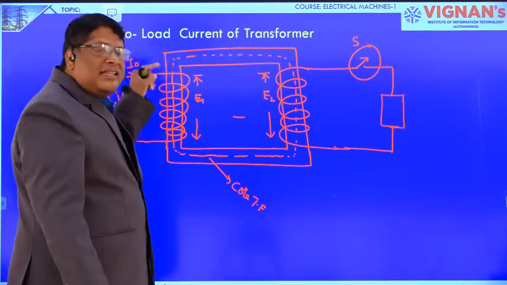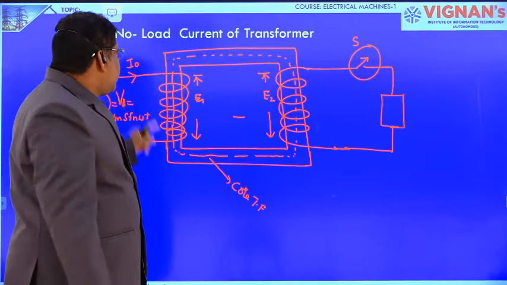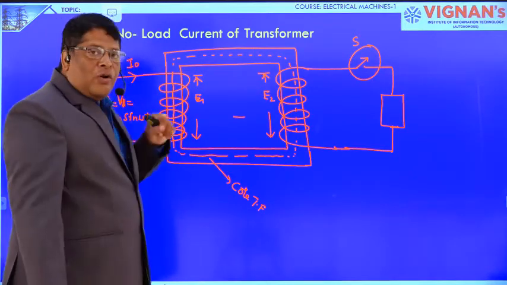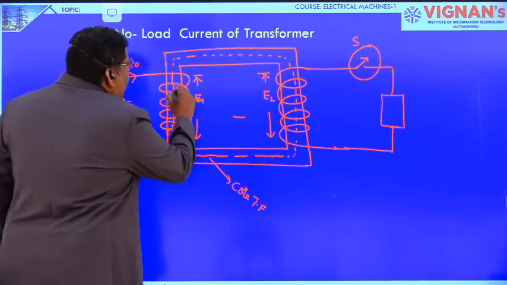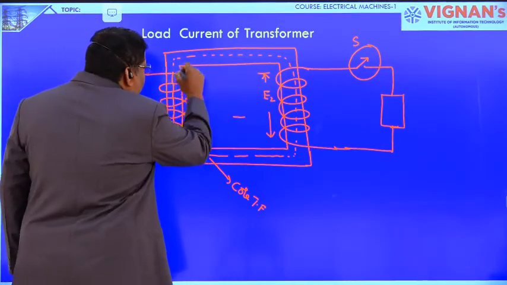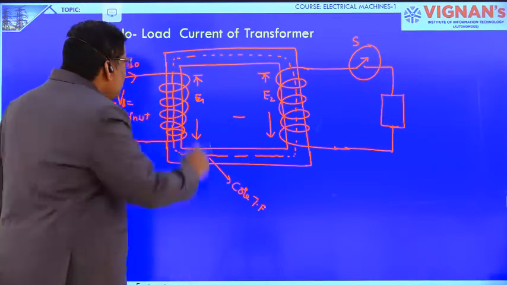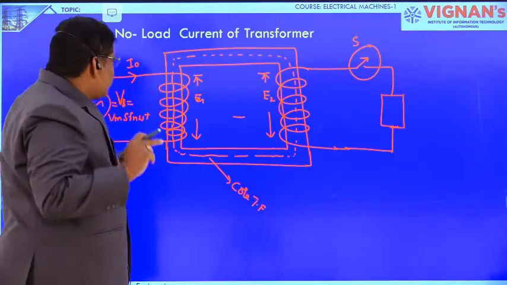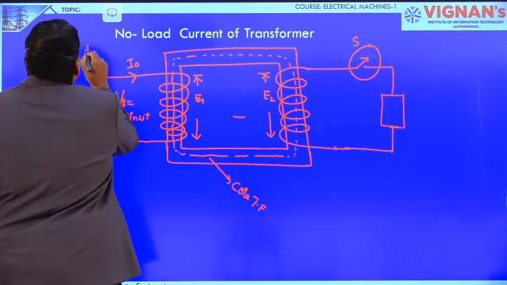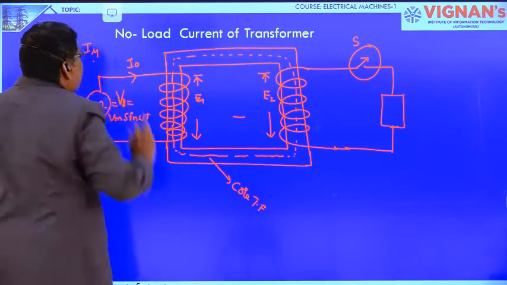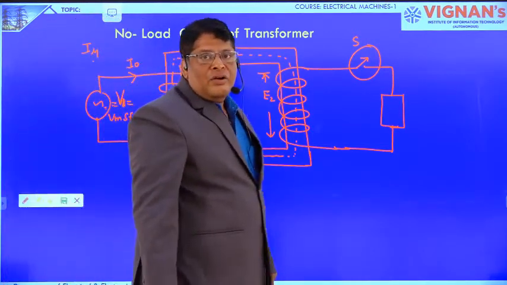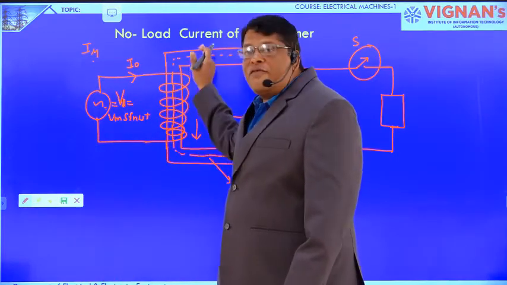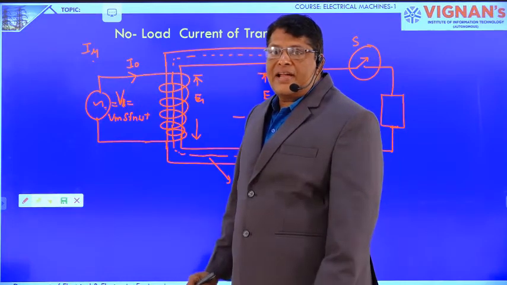The transformer takes that current to meet two physical requirements. One is to create a magnetic flux in the transformer. To create this flux, it takes one component of current from the supply, equal to the magnetizing current, which we represent as I mu. I mu is taken by the transformer to create a magnetic flux.